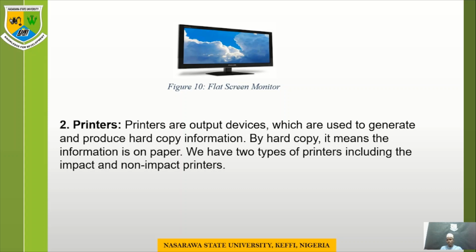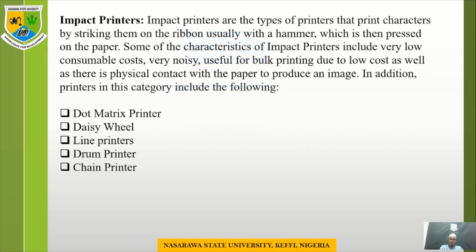The information in the system are soft copies. Then you want them on paper, that is hard copy, so you have to print them using your computer, using your printer. By hard copy, it means the information is on paper. We have two types of printers: impact and non-impact printers.